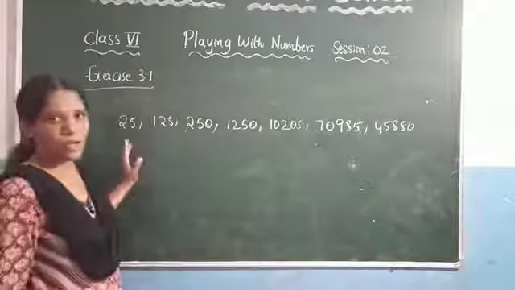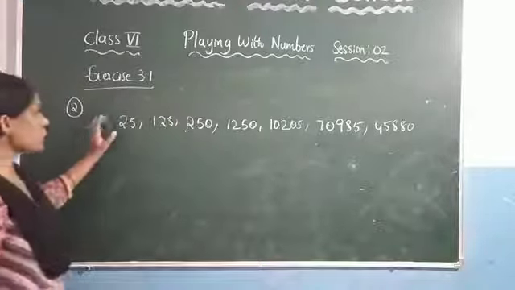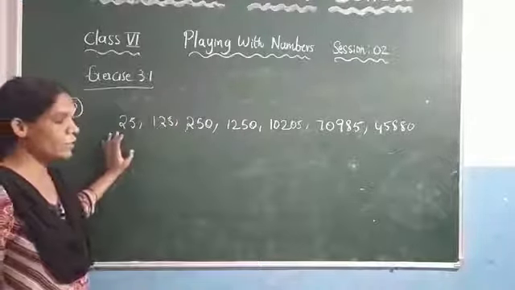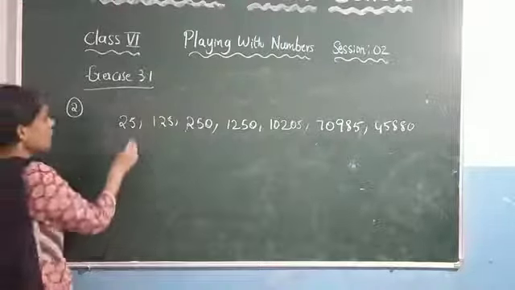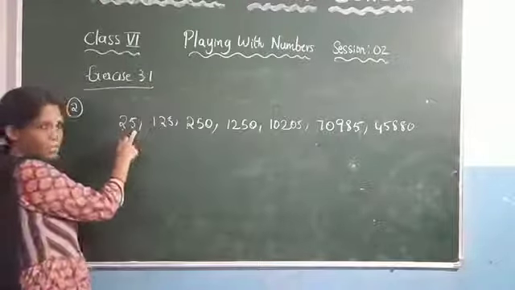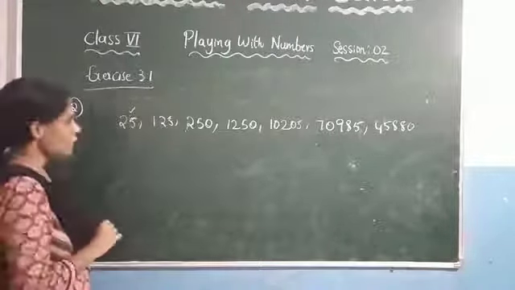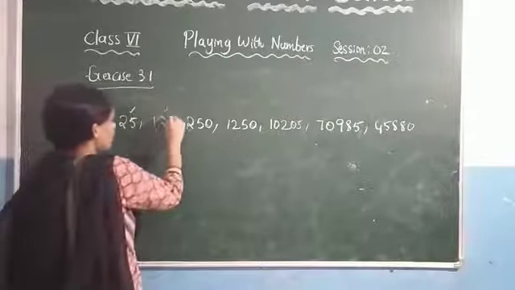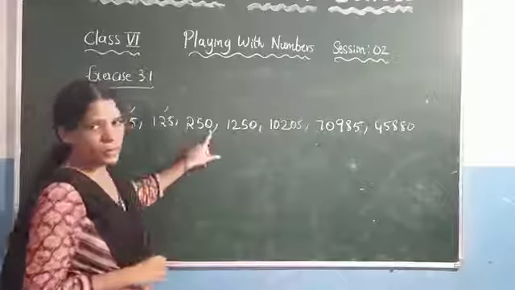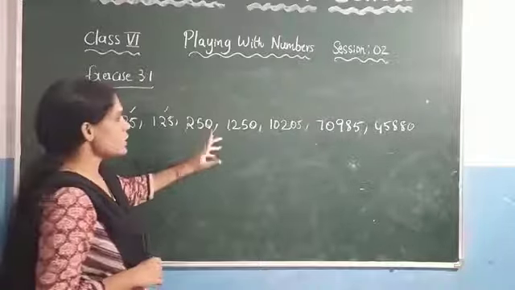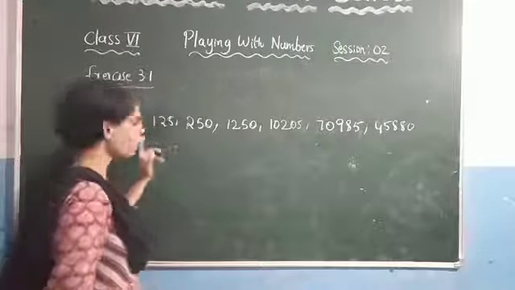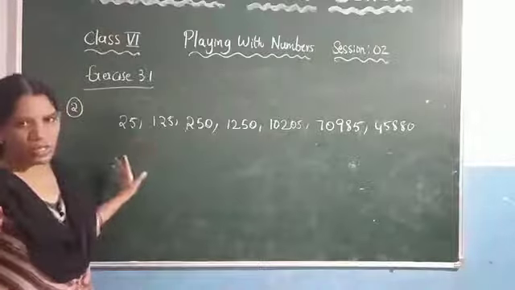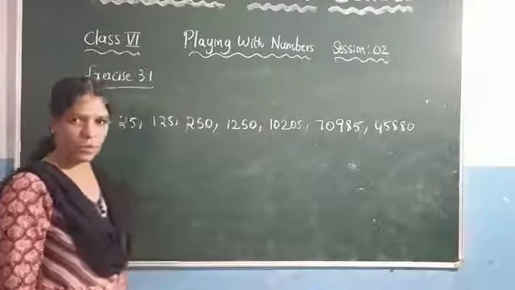They ask us to check whether these numbers are divisible by 5 and 10. Among all these numbers, which are divisible by 5? The divisibility rule for 5 says, if the unit digit of a number ends with 0 or 5, we can say that those numbers are divisible by 5. Here you can observe that this unit digit ends with 5, so this number is divisible by 5. Similarly, this number is also divisible by 5. You need to check the last digit of a number. If it is 0 or 5, the number is divisible by 5. Here all these numbers are divisible by 5 because every number ends with 0 or 5.